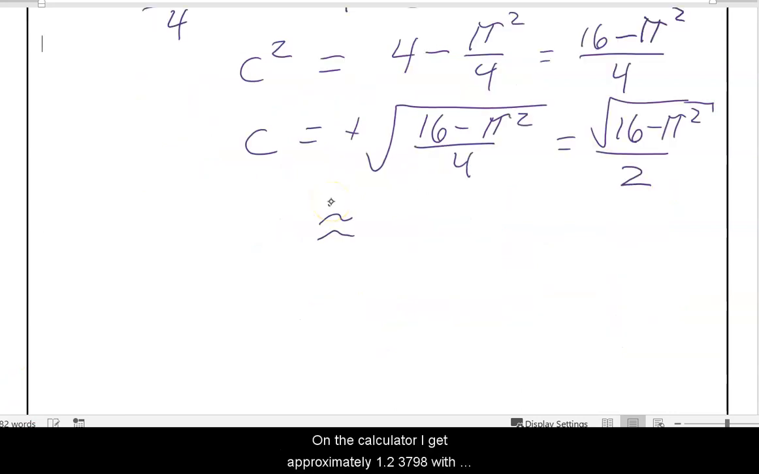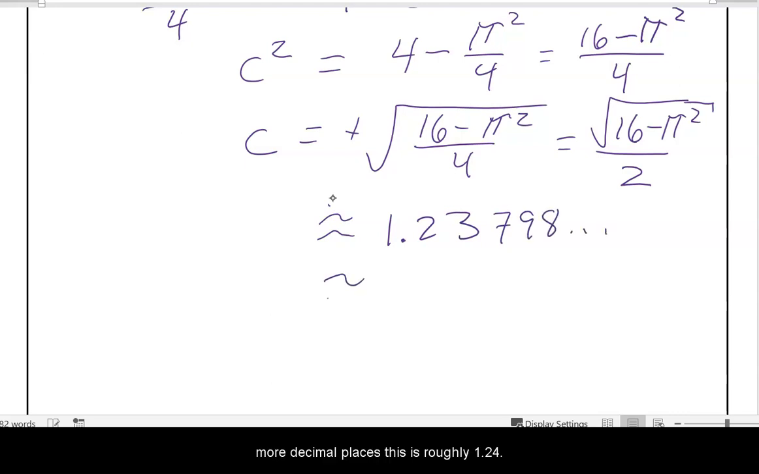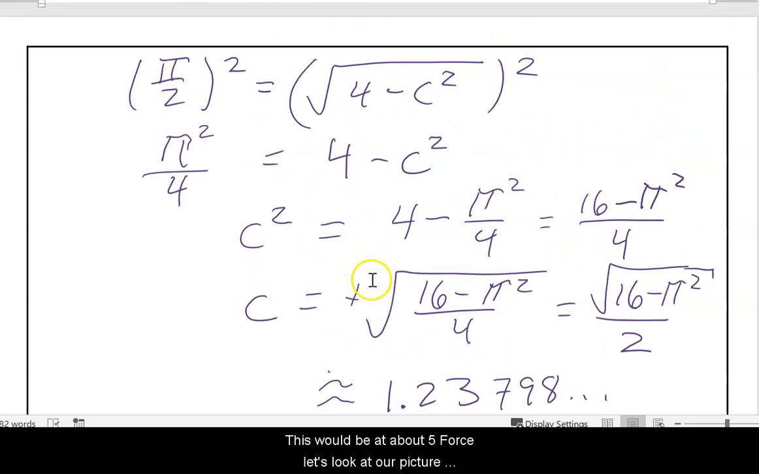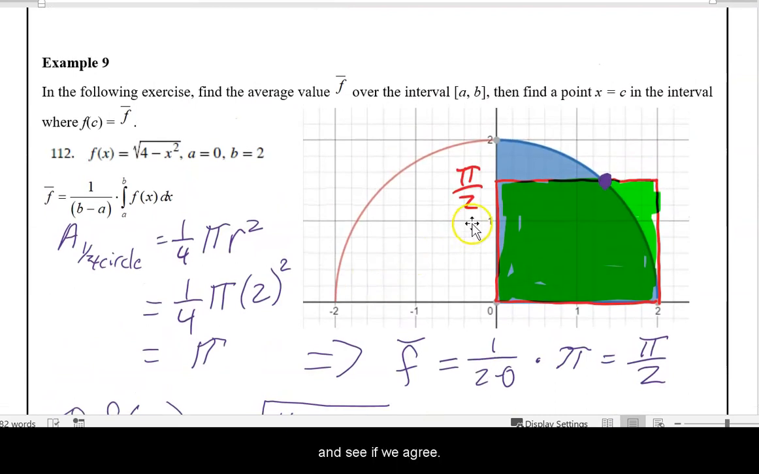On the calculator, I get approximately 1.23798 with more decimal places. This is roughly 1.24. This would be at about 5/4. Let's look at our picture and see if we agree. If that is the case, then over here somewhere at about 1.25, I should have the y value of pi over 2. It looks like it could be relatively close. In fact, I could be just a hair off on my ball, but it looks like it's somewhere in that region. Thus, I feel pretty confident that that must be the value of c.